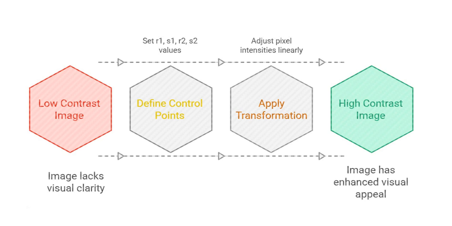And after that, the pixel intensities are adjusted linearly. That is, we apply the transformation and then we'll get a high contrast image which will be having an enhanced visual appeal or appearance here.